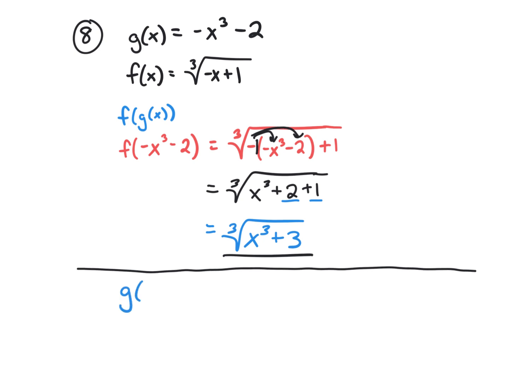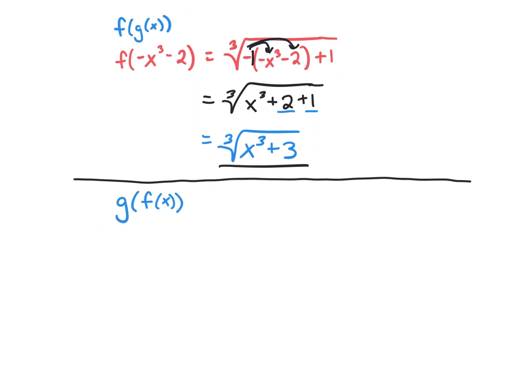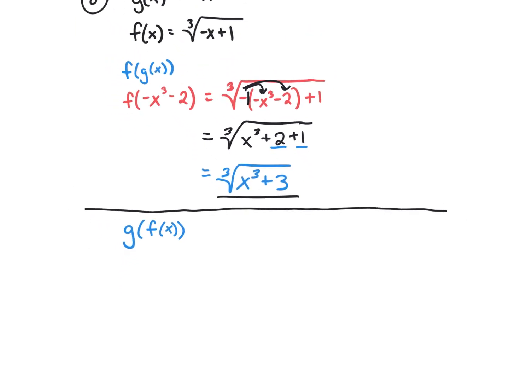G of f of x. Yep, we're just going to flip-flop spots here. Okay, so same idea, but now we're going to find g of f of x. So again, work inside out. Do I know what f of x is? Yep, so we're going to plug f of x into there. F of x is the cube root of negative x plus 1.